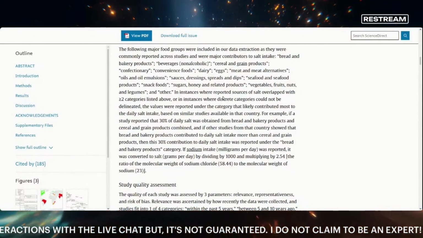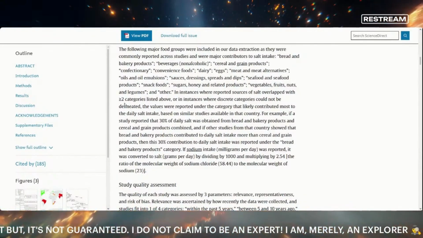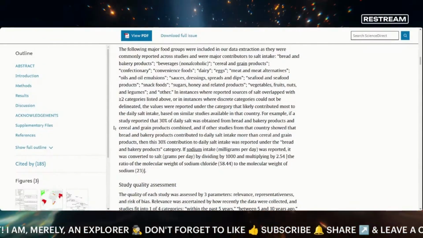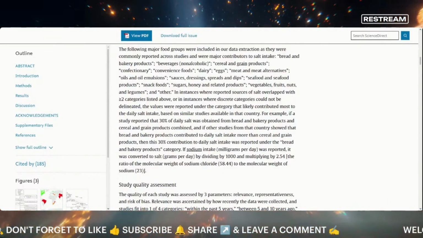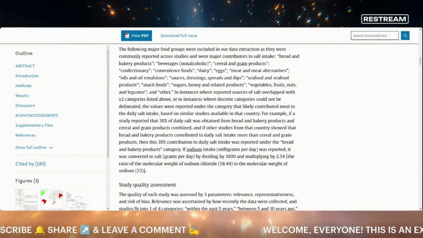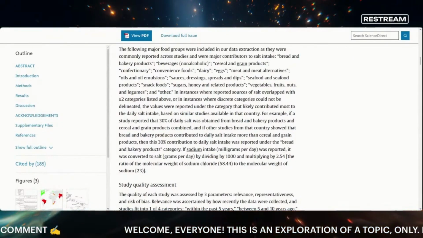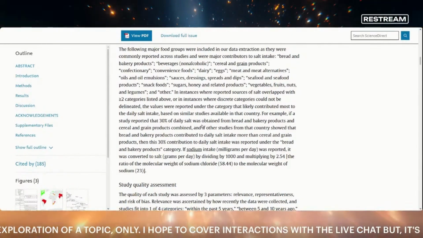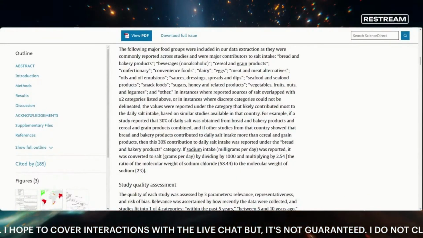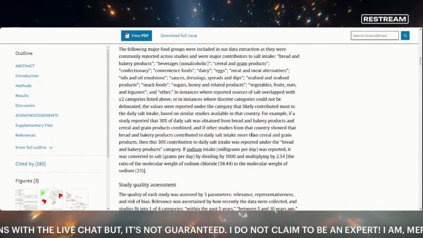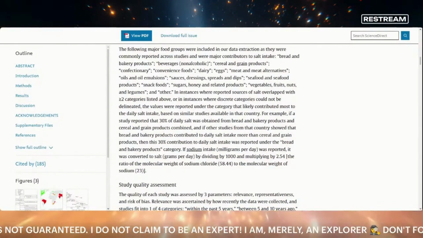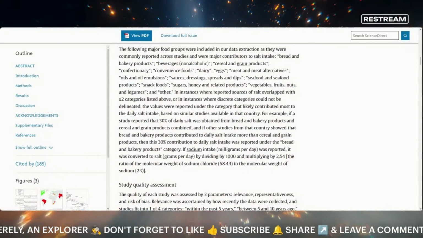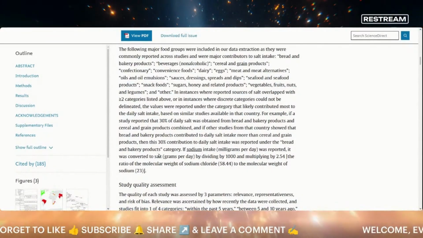In instances where reported sources of salt overlapped with more than 2 categories listed above, or in instances where discrete categories could not be delineated, the values were reported under the category that likely contributed most to the daily salt intake, based on similar studies available in that country. For example, if a study reported that 30% of daily salt was obtained from bread and bakery products and cereal and grain products combined, and if other studies from that country showed that bread and bakery products contributed to daily salt intake more than cereal and grain products, then this 30% contribution was reported under the bread and bakery products category.